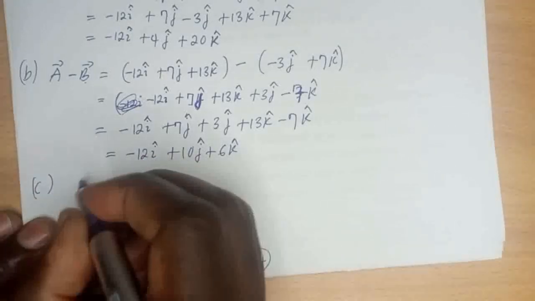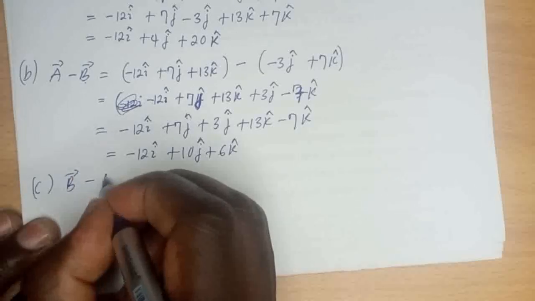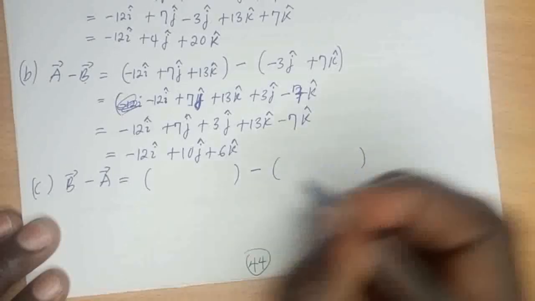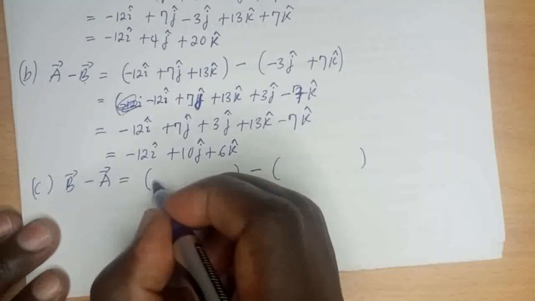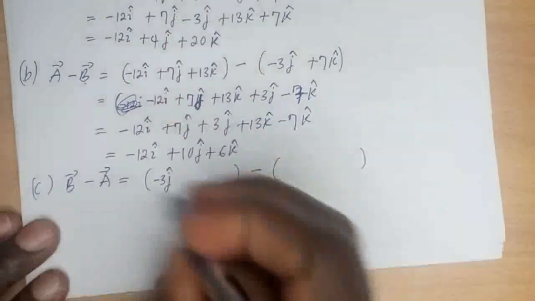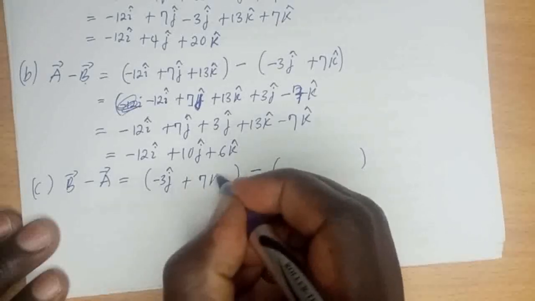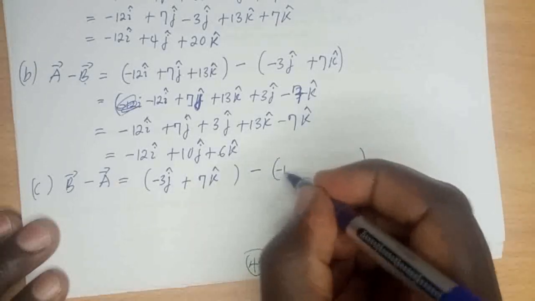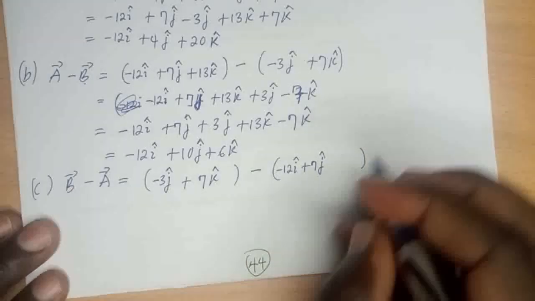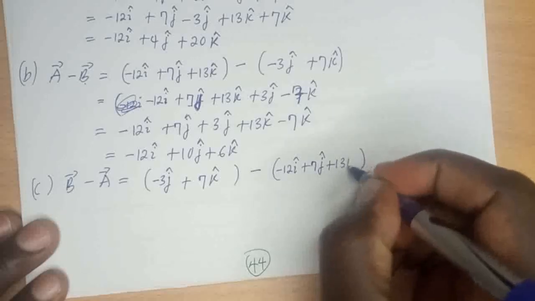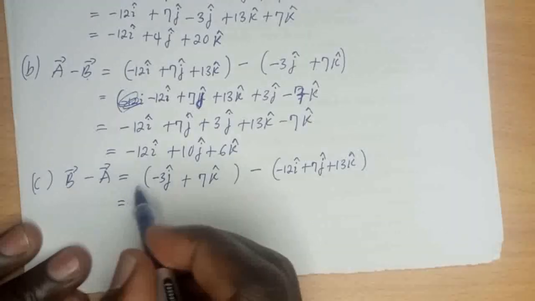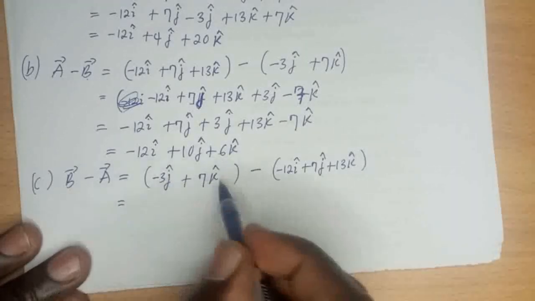C says we should get vector B minus vector A, and again I need two brackets with a minus. In the first one I write my vector B, which is negative 3 j cap. Remember it has no i cap according to what we are given, so 7 k cap. And then here I have negative 12 i cap for my A plus 7 j cap plus 13 k cap. Now this is equal to, again I have no negative sign here, so my terms in the bracket will not be changed.